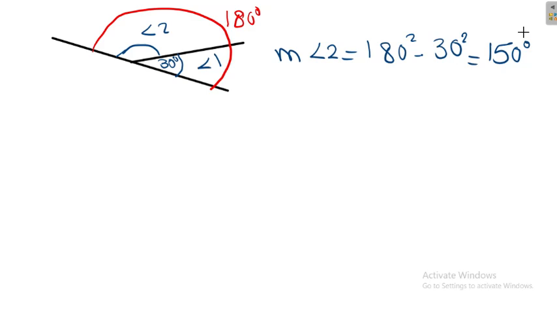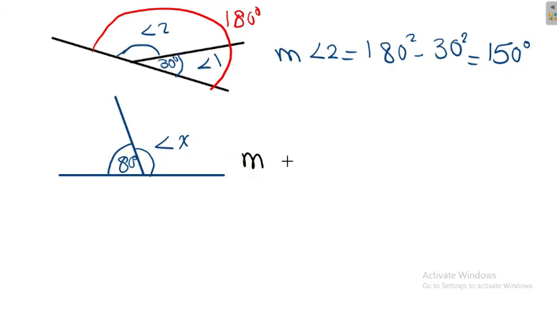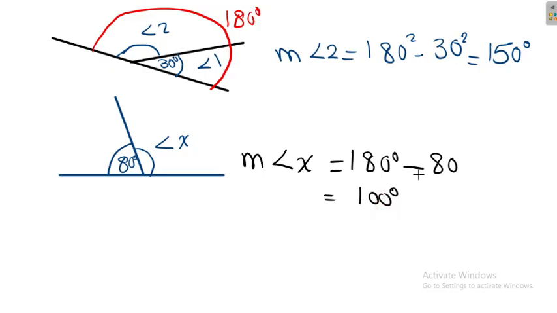Another one, you have a straight line like this, and you have an angle. We have a measure here of 80, angle x. What is the measure of angle x? Measure of angle x equals 180 minus 80. Why? Because measure of angle x plus 80 equals 180. So measure of angle x alone will be 180 minus 80. It will be 100. Okay?